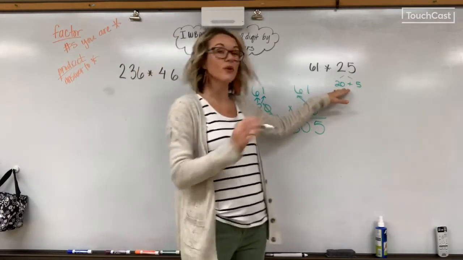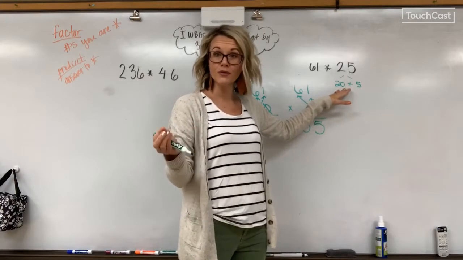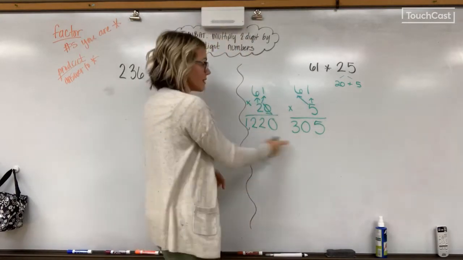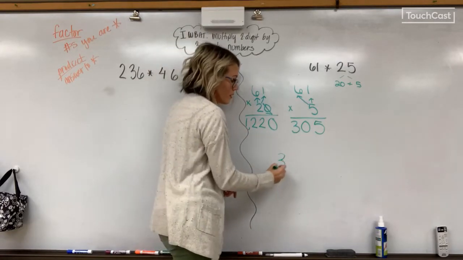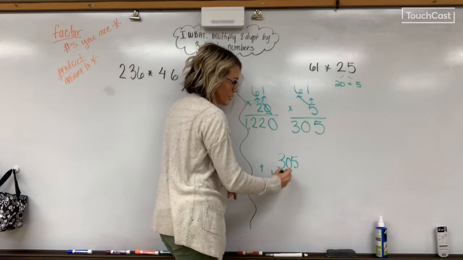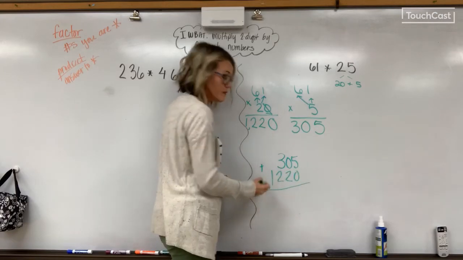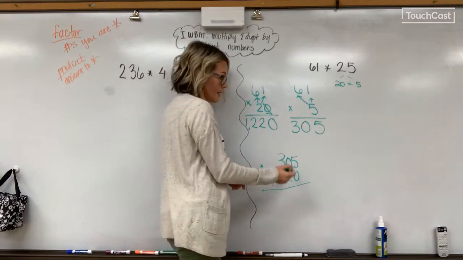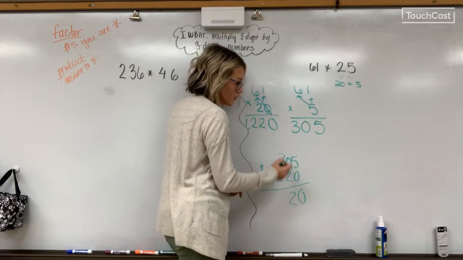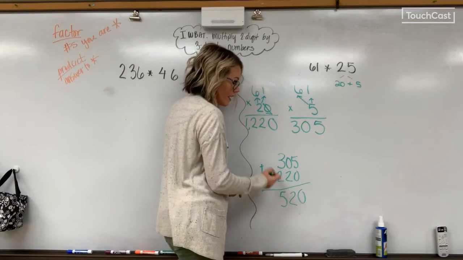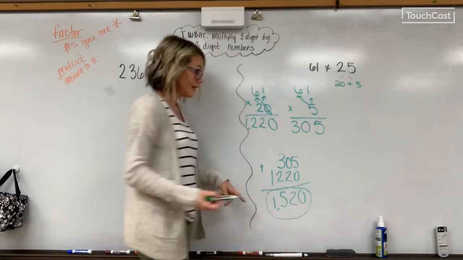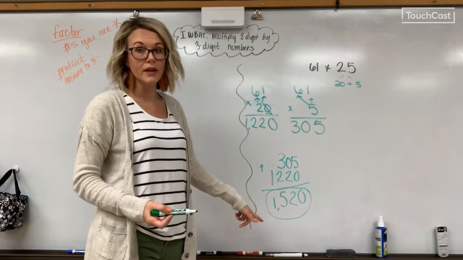Now, neither one of these is the whole answer. Remember up here I broke it apart. I decomposed it. Well, now I have to put it back together. So I'm going to take these two answers, 305 plus 1,220, and I'm going to add them together. 5 plus 0 is 5. 0 plus 2 is 2. 3 plus 2 is 5, and then I have a 1. So my final answer is 1,520.